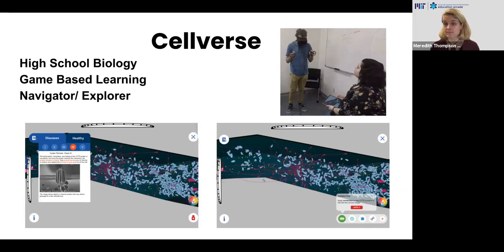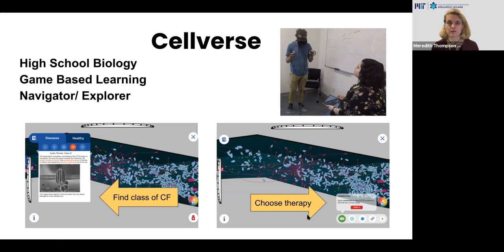This is game-based learning, and we have the navigator and the explorer. As you can see on the left-hand side, this is what the navigator sees. There are 5 different classes of cystic fibrosis, and the navigator has a lot of this detailed reference information. And once you figure out which class it is, then you can figure out, see on the right, there are different therapies that you can use. Now, that's what the navigator does. What the explorer does is really, the explorer has a boots on the ground, very, very specific view and can see a lot of the details that the navigator cannot see. So they have to work together to find the class of cystic fibrosis and then to choose the appropriate therapy.